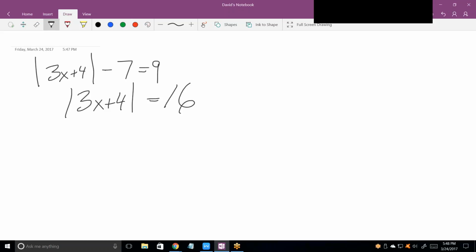Okay, well, this can mean two things. What's the first thing that it can mean? 3x plus 4 equals 16. Well, let's start with just removing the absolute value sign. You never want to change what's inside the absolute value sign. Remember that. So what's the second thing it can mean? 3x plus 4 equals negative 16.